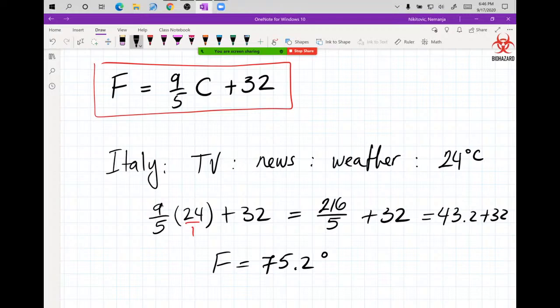That 24 looked bad, right? But it's actually 75.2 in Fahrenheit. So this formula can convert either way.